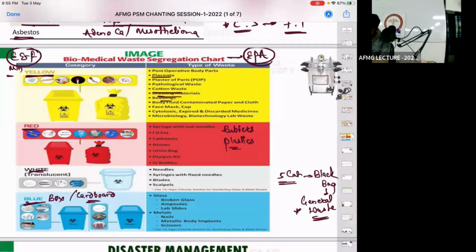Cannulas. IV set. Catheters. What are catheters made of? Rubber. Right. Therefore they will go in red. Gloves. Stained gloves. Who said this? Nobody said. According to the act, red gloves also go, soiled waste or soiled gloves or the stained gloves also go in the red bag itself, because the red bag content is first autoclaved. After that it is sent for disposal. So it is also treated first. So stained gloves are going in. Stained or unstained gloves are going in.